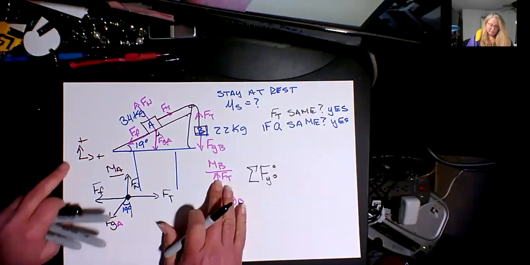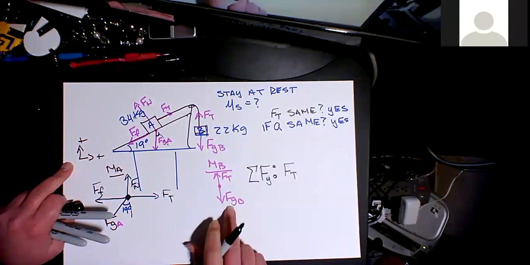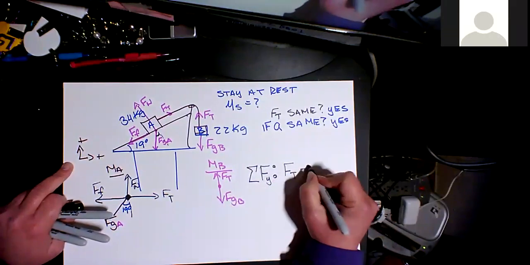And I've defined up as positive, so I have this force of tension minus the force of gravity.